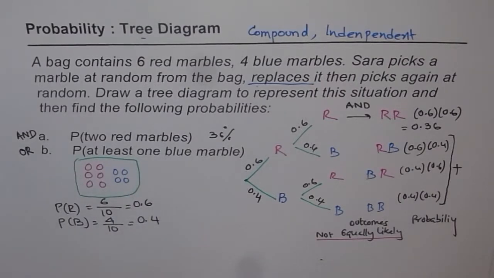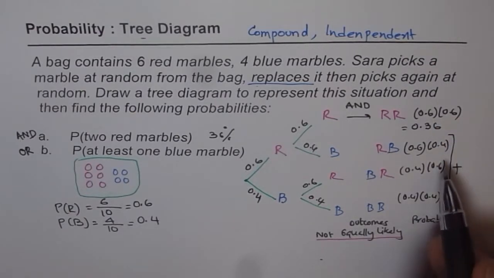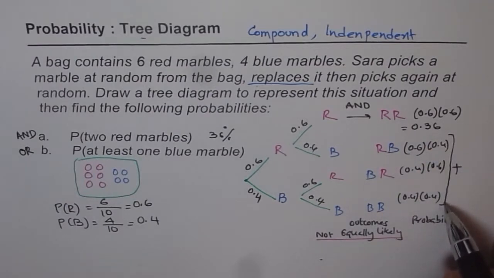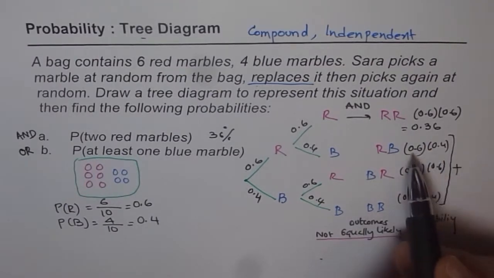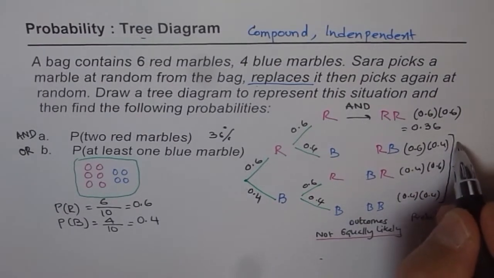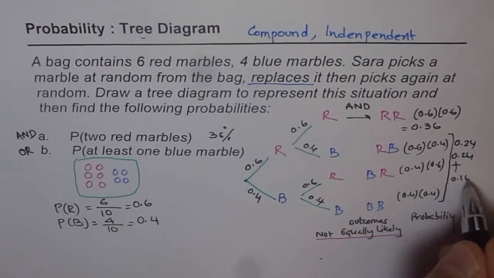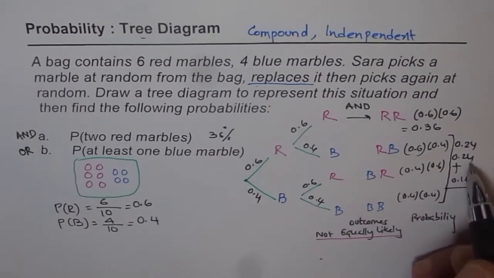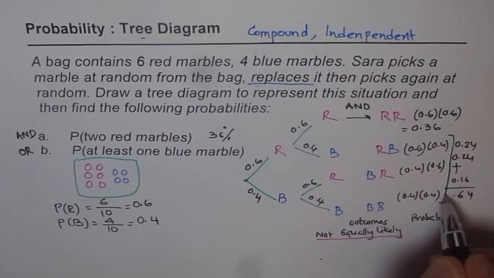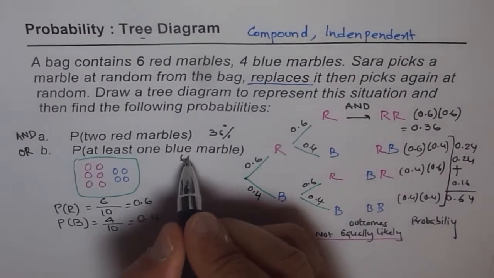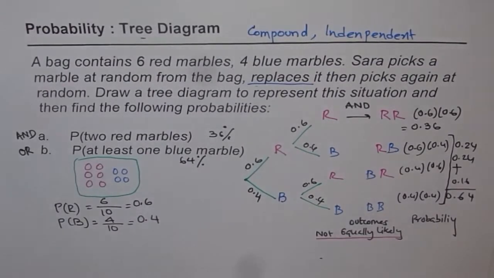But some of you must have noticed by now, there is another method to do it. If you add all these probabilities, you should get 1, correct? So you can do this calculation yourself: 0.6 times 0.4 is 0.24, then again 0.24, and then 0.4 times 0.4 is 0.16. When you add them up, you get 0.64. So you get 64% as your answer for this. Right? This is one way of doing it.